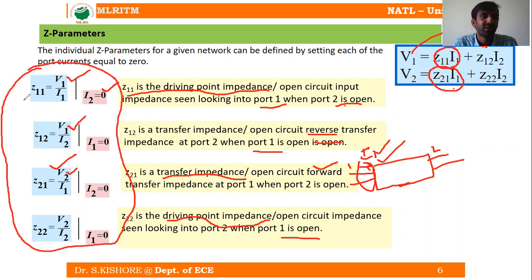Z11 is nothing but the driving point impedance or the open circuit input impedance, and Z22 is also the driving point impedance, or we can say the open circuit output impedance. Z12 is the transfer impedance, or the open circuit reverse transfer impedance because it is V1 by I2. And Z21 is also a transfer impedance, known as the open circuit forward transfer impedance. So these are our Z parameter values.